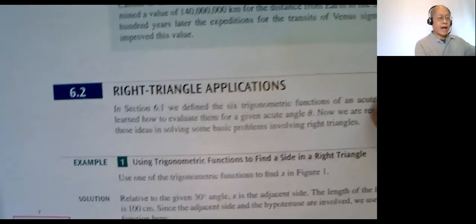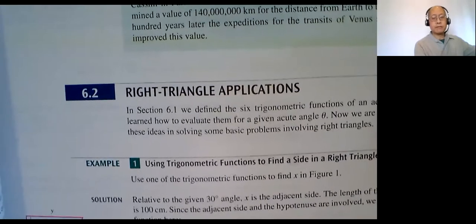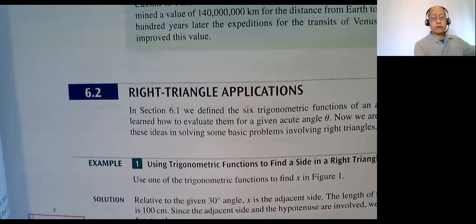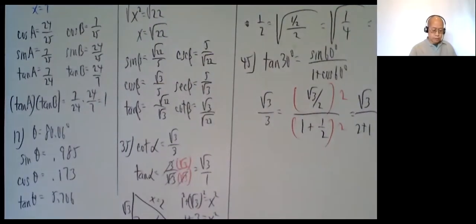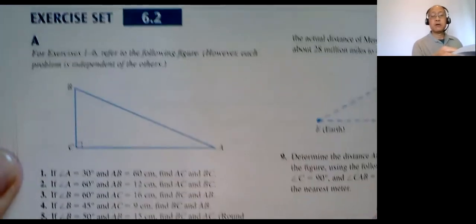Right triangle applications. So they're word problems. You use the words with Sohcahtoa to get the distances that you want, hopefully. Okay, so I'll show you how to do that now. Okay, 6.2 is 1 to 9 odd, 10, 13, and 25. Okay, again, let me show that to you.